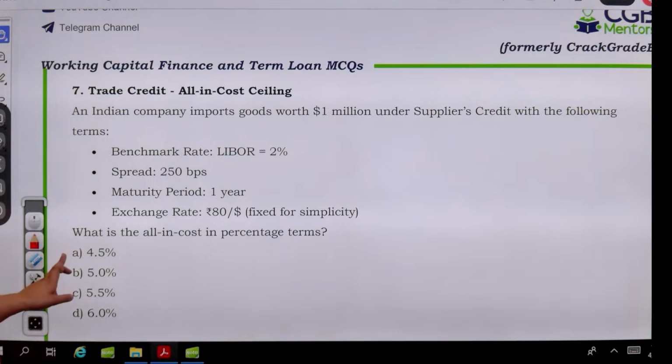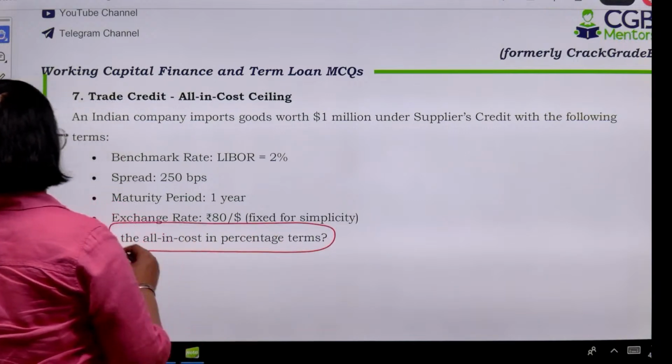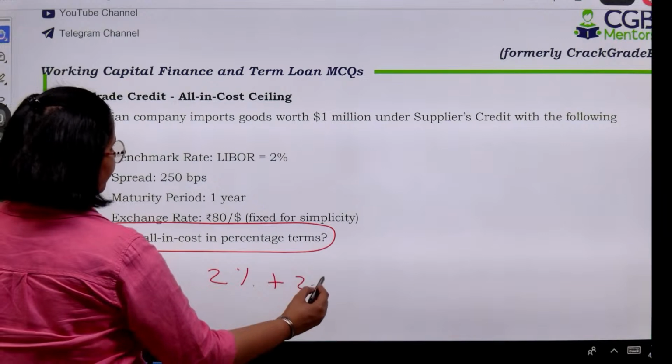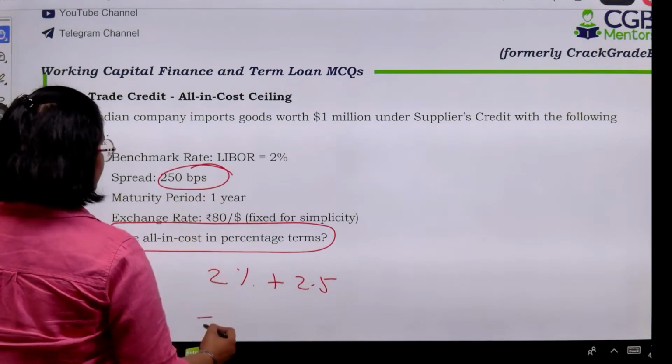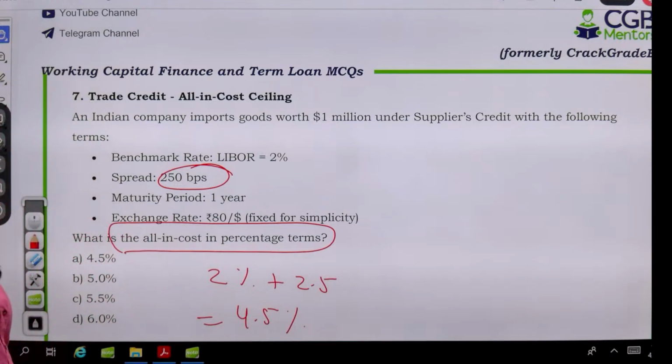Now next we have an Indian company imports goods worth $1 million under supplier's credit. Benchmark is LIBOR 2%, spread 250 BPS, maturity 1, exchange rate given. Now you have been asked what is the all-in cost percentage term. बहुत ही simple सा सवाल है. 2% plus 2.5, that is BPS, that is spread. So 4.5 is your all-in cost in percentage term for getting this particular financing. ठीक है, इतना आपका जो है financing का खर्चा हो गया.